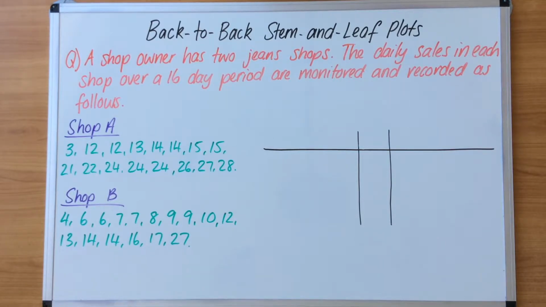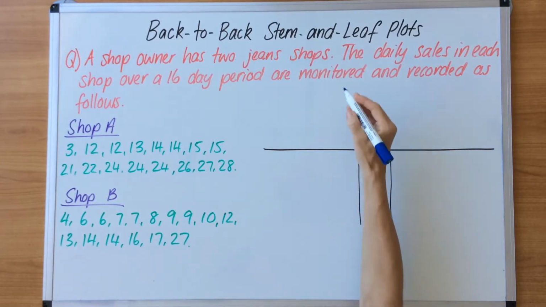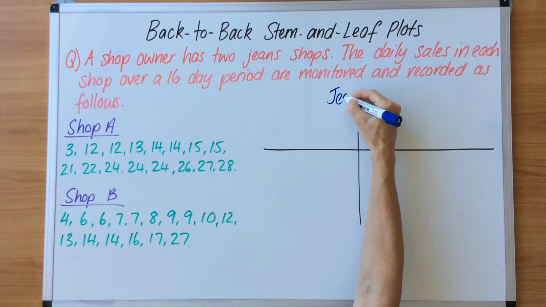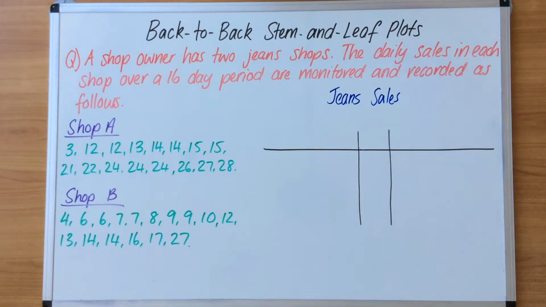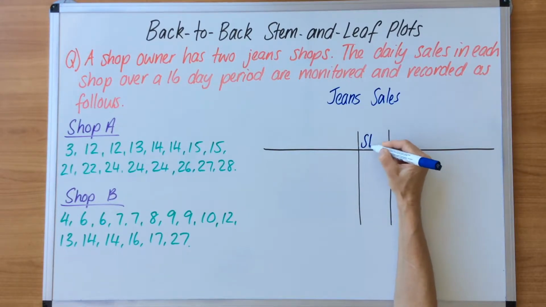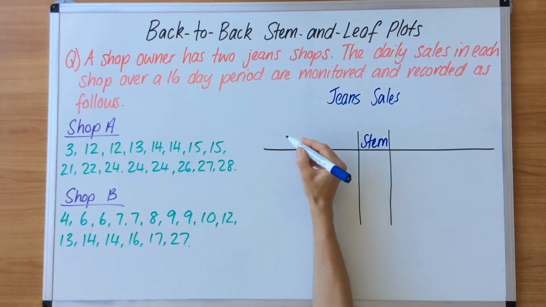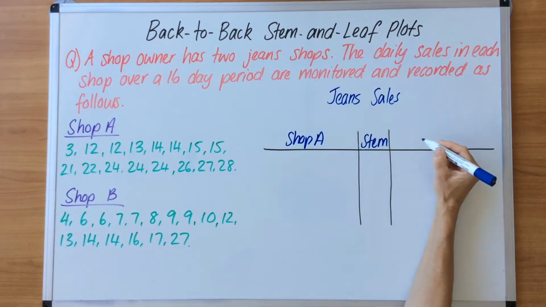I need to take into account the lowest and highest numbers when I place this data onto the back-to-back stem and leaf plot. I'm going to do that now, and the first thing I'm going to do is come up with a title. I'm going to simply say jeans sales, and you can create whatever title you wish as long as it's appropriate to the topic and the data being displayed. We'll label the stem, which is in the middle, and I'm going to label the leaves shop A and shop B.